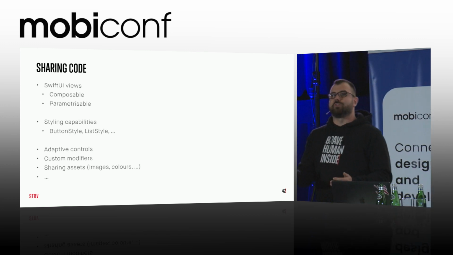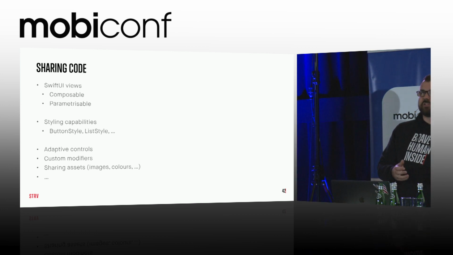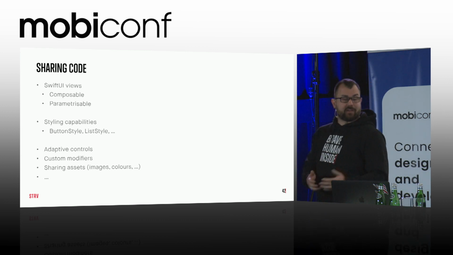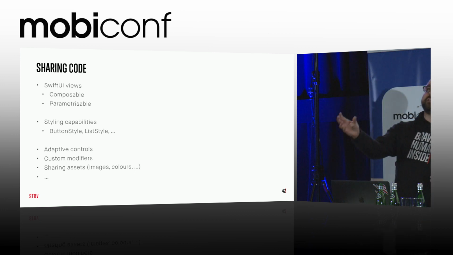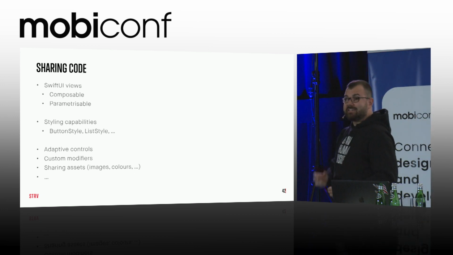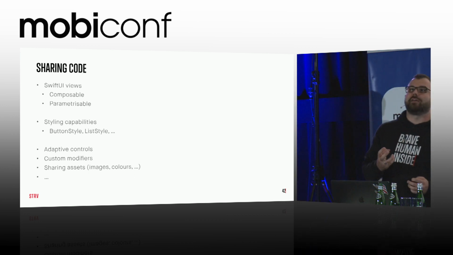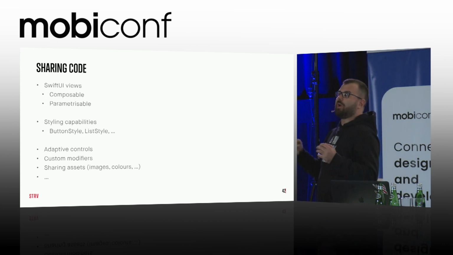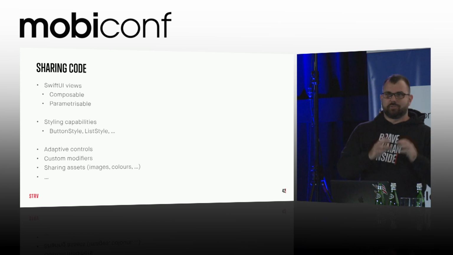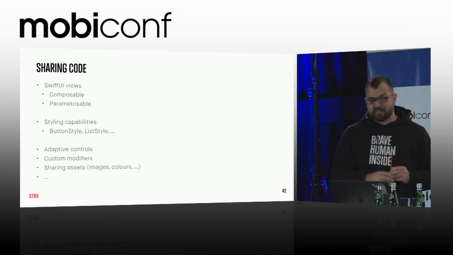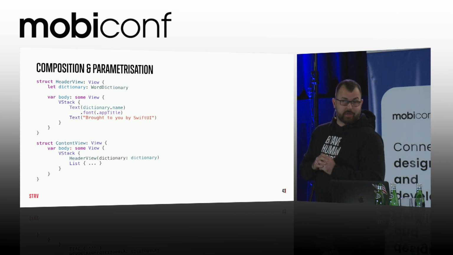For example, the controls that you use, like the buttons or text fields, are adapting based on what platform they are running on. You have custom modifiers that you can create and use everywhere. You can share assets. You can share images and colors across all of your apps. And this all you can do because you're using just one technology to write your UI. You're using SwiftUI everywhere. There's no more AppKit, no more UIKit, no more of that. It's just SwiftUI everywhere, so code can be easily shared. So let's take a look at these techniques that you can use.